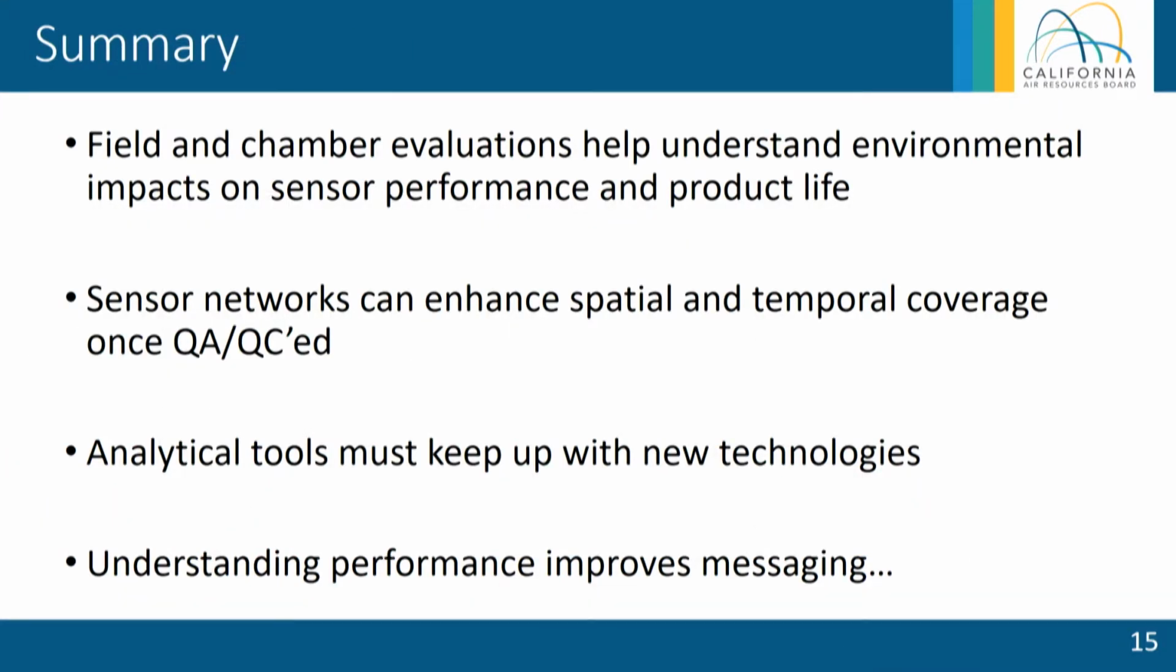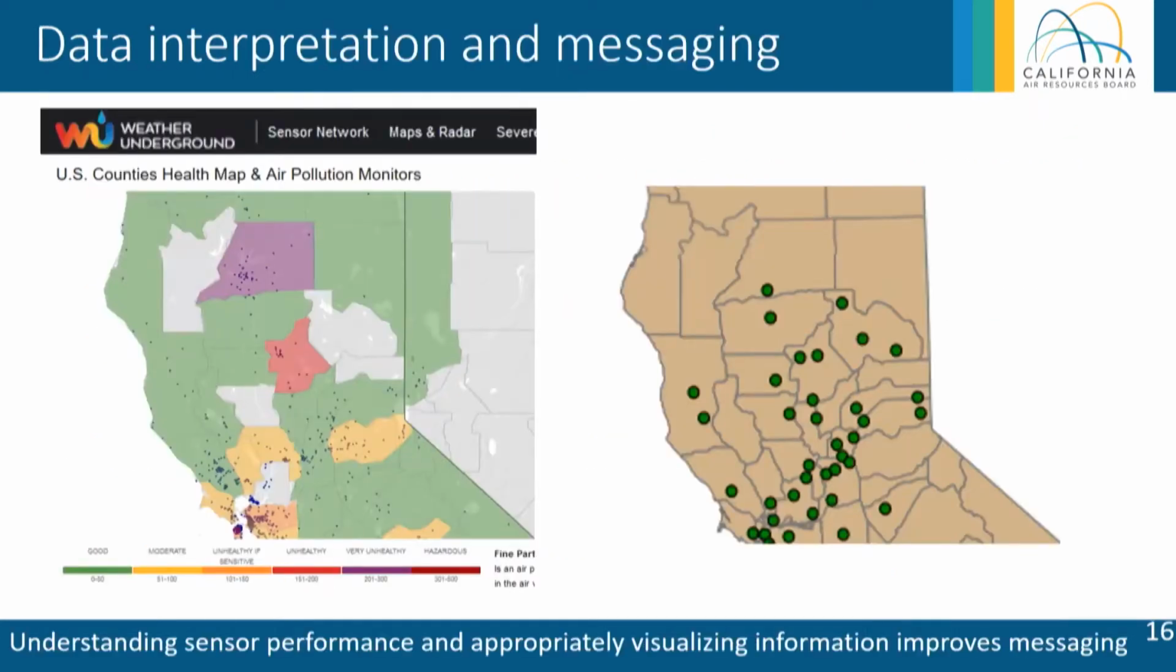Okay, here's a summary. I talked about the field and chamber evaluation that help understand environmental impacts on sensor performance and product life. Also, I talked about how sensor networks can enhance spatial and temporal coverage, but once QA/QC'd, and analytical tools must keep up with new technology like the dashboard I mentioned. And lastly, understanding performance improves messaging. Let me just take you to one last slide on messaging.